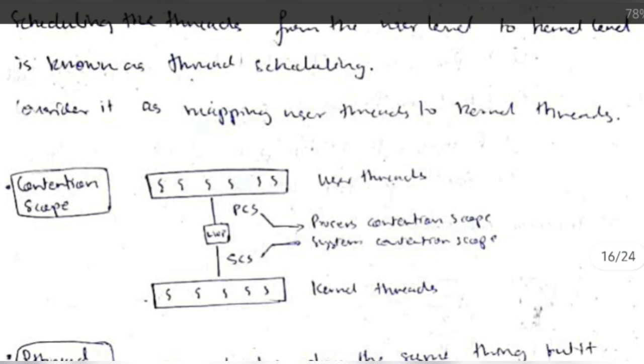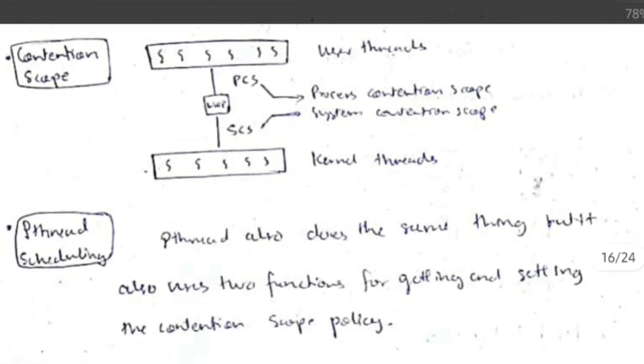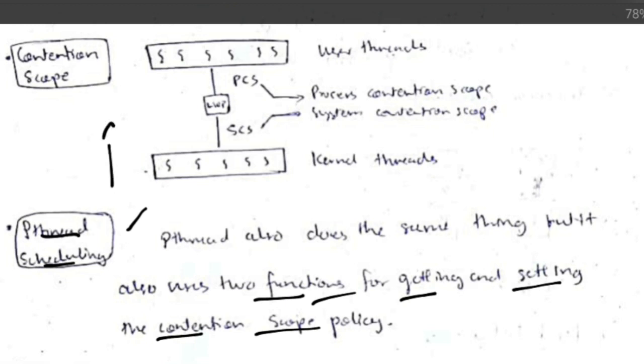Okay, there is a second way to do it, which is similar to it, which is called p-thread scheduling. In this, the difference is that it uses two functions, for getting and setting the contention scope policy. Okay, so it's a bit better than the previous one and more reliable.